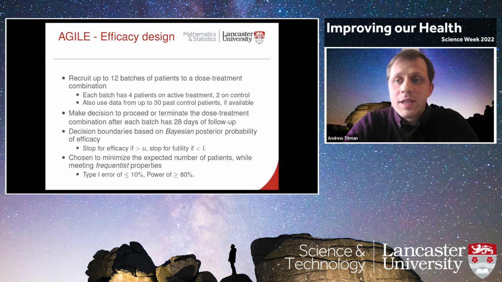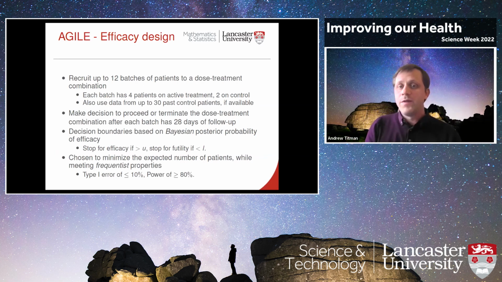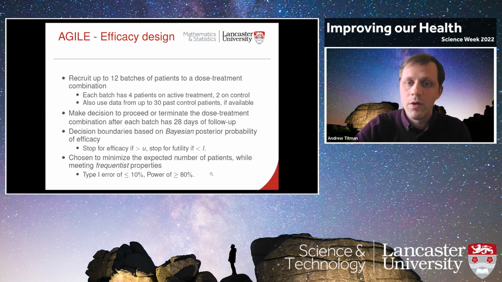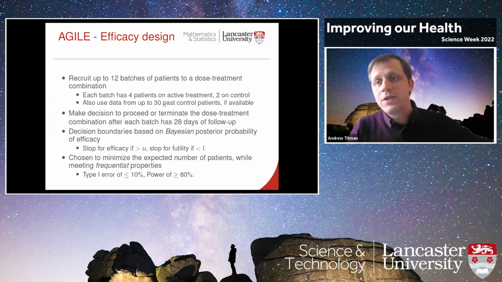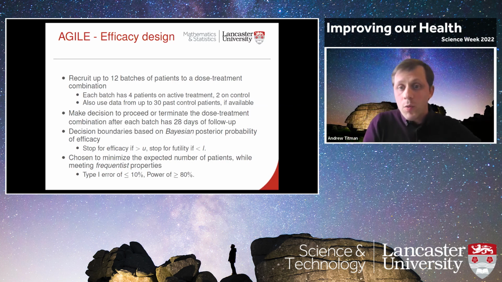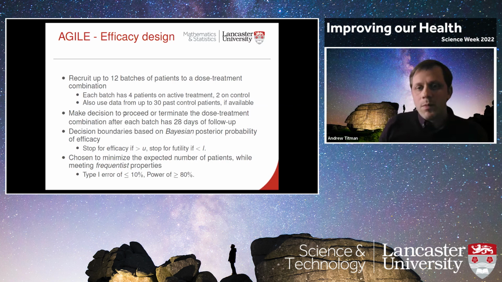So the idea of the design specifically is we'd have a maximum of 12 batches of patients, each involving 4 patients on active treatment, so the experimental, and 2 on control or placebo. But we're also exploiting the fact that we'd have other recent patients who would have been evaluated for other dose levels or possibly other different treatments, who were given the control, which we can include in the data we use to evaluate how much better or worse the new treatment is compared to control. That's going to help with the efficiency of the design. And so after each batch, we've got the option to make this decision as to whether to proceed or not.